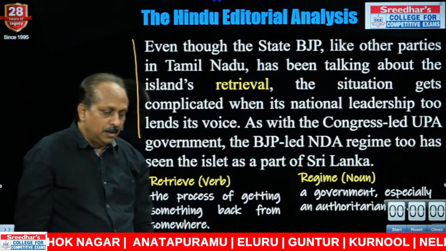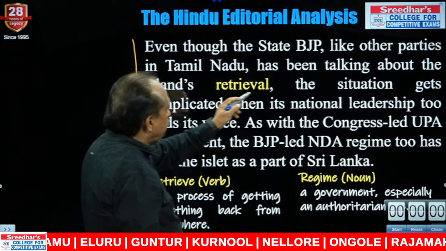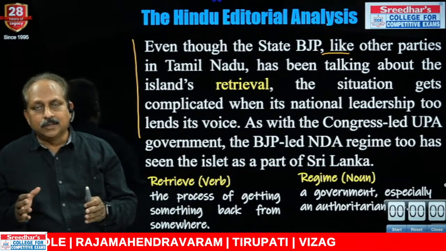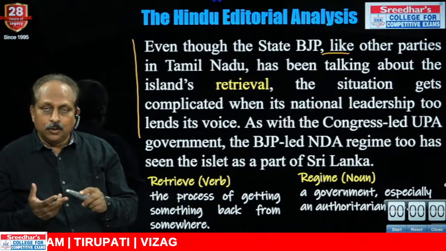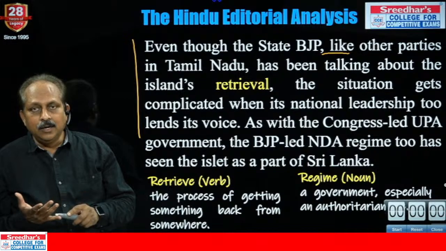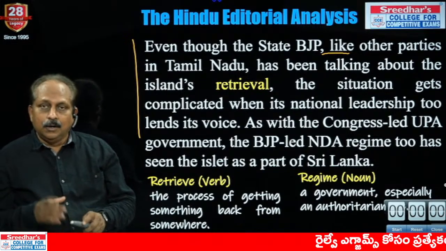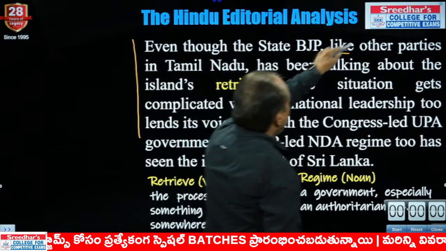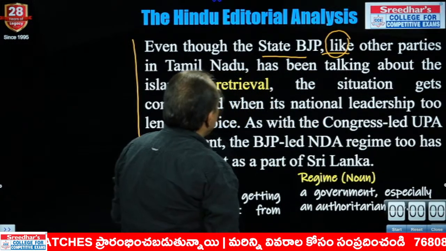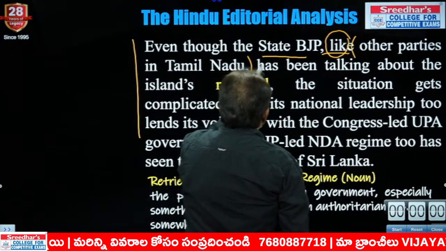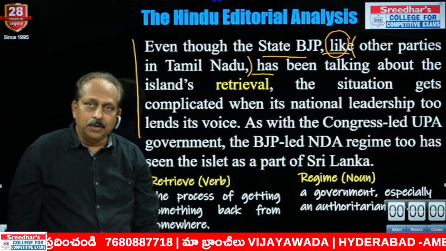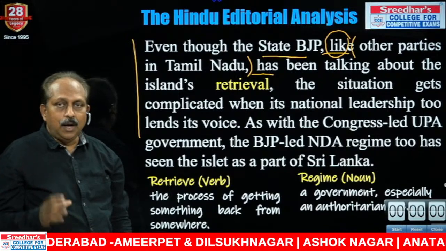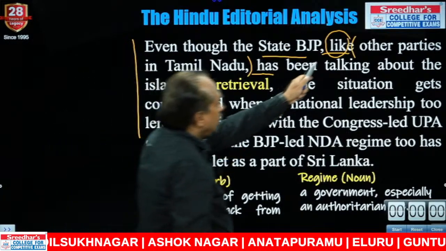An important sentence, because there's something you have to recollect. Even though the state BJP, like other parties, this is an important word. Why is it an important word? When we combine or join two subjects using expressions like with, along with, together with, as well as, like, unlike, including, besides, in addition to, no less than, rather than, the verb agrees with the first subject. Here we have the word like. What is the first subject here? State BJP. You should not consider other parties the second subject. The state BJP is singular, so the singular verb has been. The same sentence or this part can be given in the exam under error location. They may use a plural verb, but we have to use a singular verb because of like.